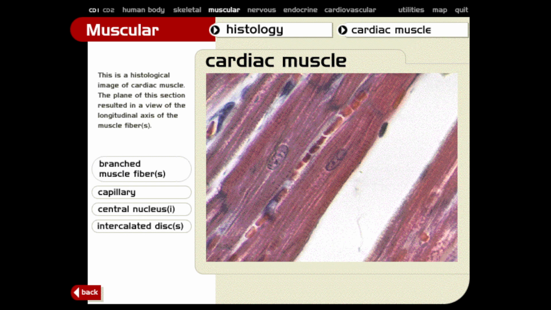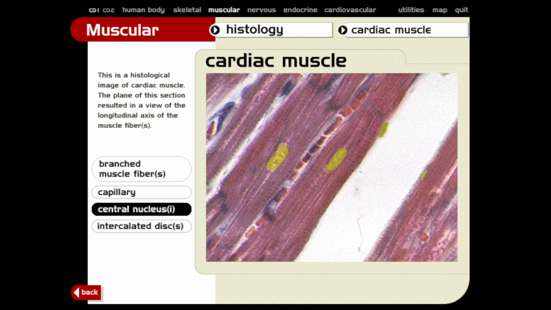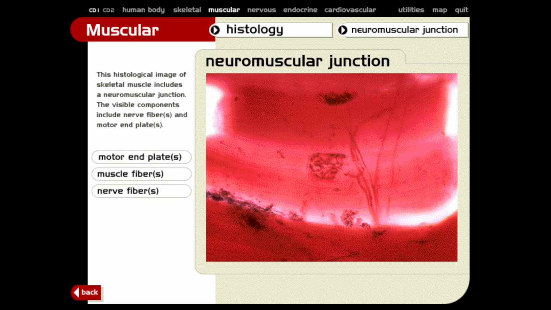This is a histological image of cardiac muscle. The plane of this section resulted in a view of the longitudinal axis of the muscle fiber. This histological image of skeletal muscle includes a neuromuscular junction. The visible components include nerve fiber and motor end plate.